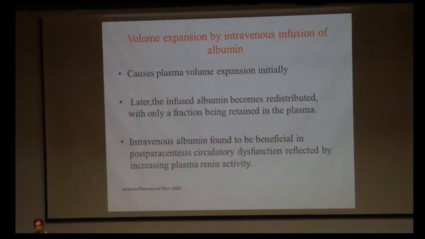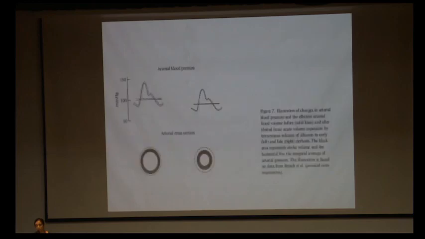So how do they respond to an intravenous infusion of albumin? Similar to saline, it causes a plasma volume expansion initially, and later the albumin is redistributed. But studies have found that albumin is beneficial in patients with post-paracentesis circulatory dysfunction, because it has been found that it helps in reducing the plasma renin activity in these patients.